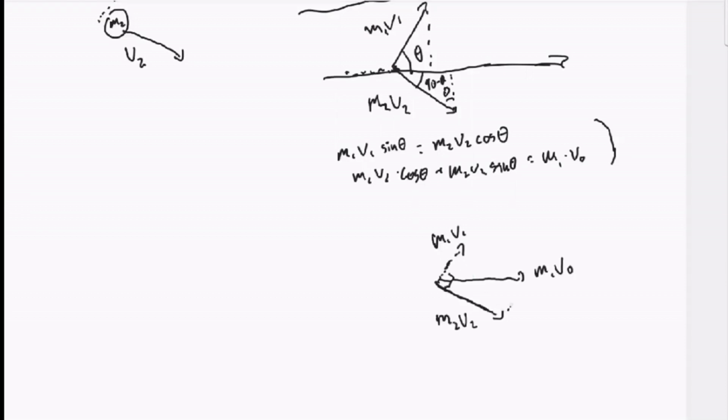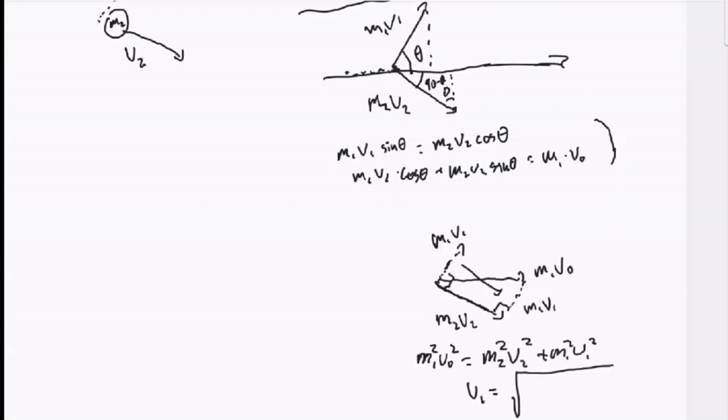Well, we can just move this vector over here, and this will make a right triangle. So now this gives us an easy way to solve for v1. All we need to do is use the Pythagorean theorem. M1 v0 squared equals m2 v2 squared plus m1 v1 squared. And we will very quickly get that v1 is equal to the square root of (m1 v0 squared minus m2 squared v2 squared) over m1 squared. And if you plug in the numbers, this is around 1.92 meters per second. And so our answer would be A.